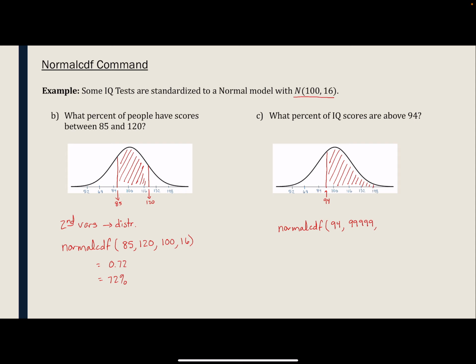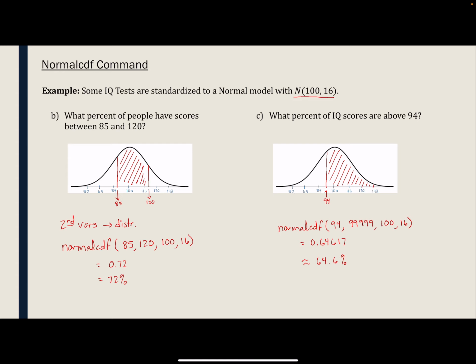The mean is 100 and the standard deviation is 16. And you will get 0.64617, which is approximately 64.6%.